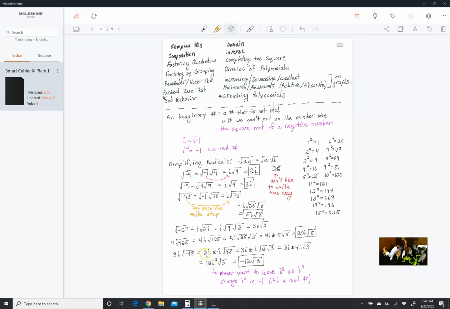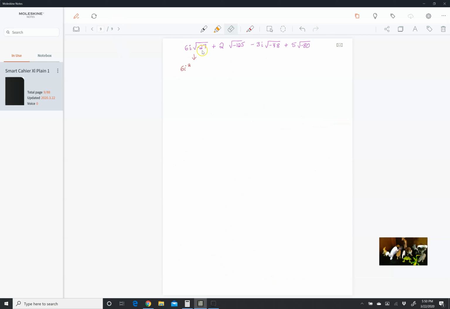Okay, that 3i, notice it's now a 3i squared, because when the negative came out of the square root of 48, we had 2 i's now. So that's where the i squared comes from. So now this should be clear. The negative comes out, now we have 2 i's on the outside, so it becomes 6i squared.